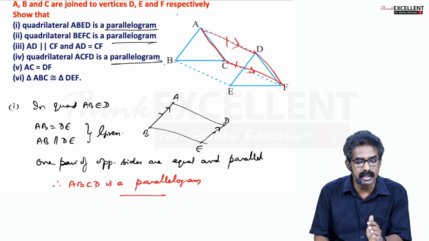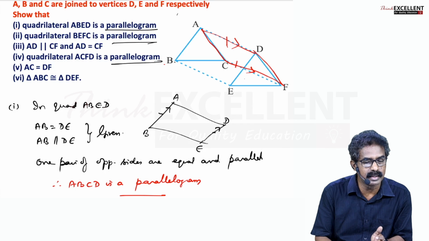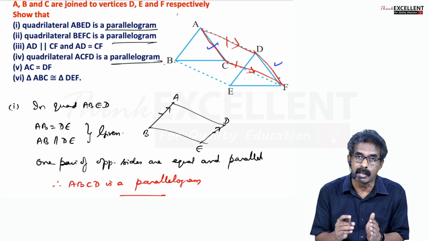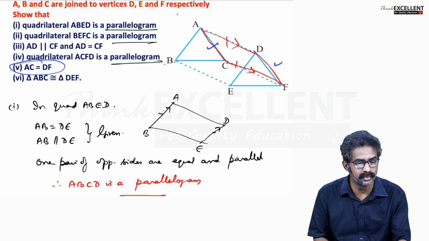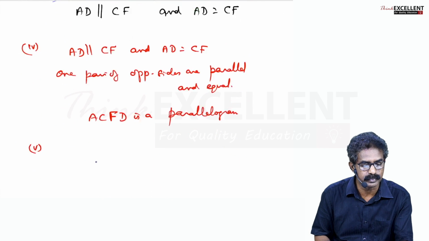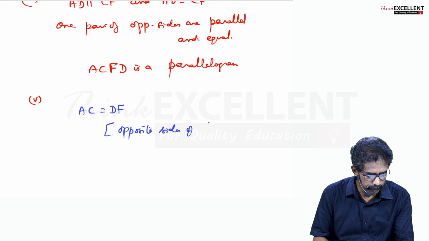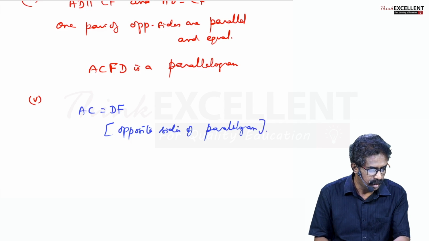Since it is a parallelogram, opposite sides are parallel and equal, right? So you can say about these two sides, AC and DF, they are parallel and they are equal. That's the next part actually, AC equal to DF. Therefore, AC equal to DF. Reason: opposite sides of a parallelogram are equal. Now let's move on to the last subdivision.